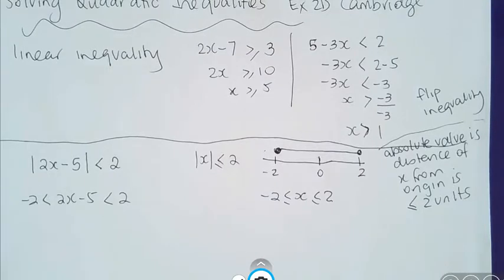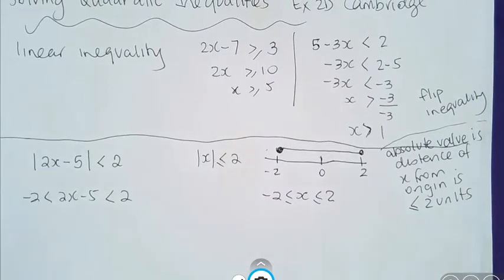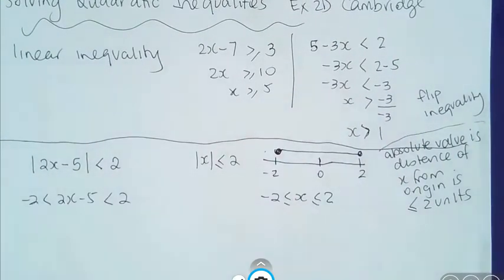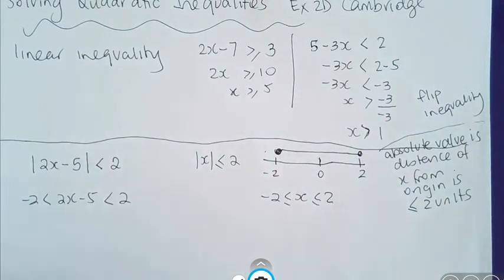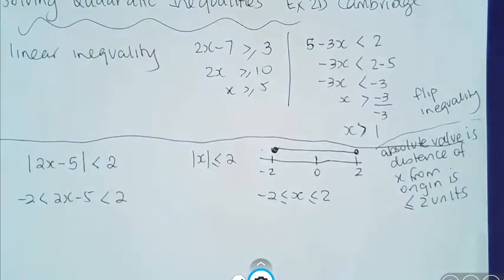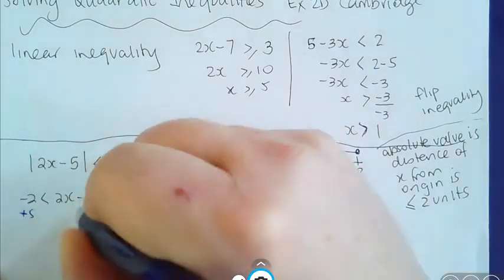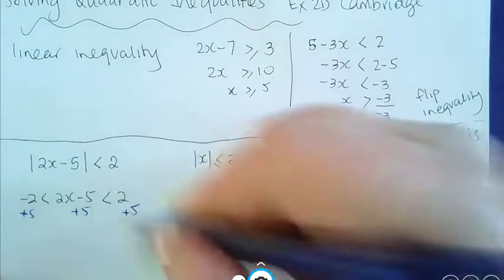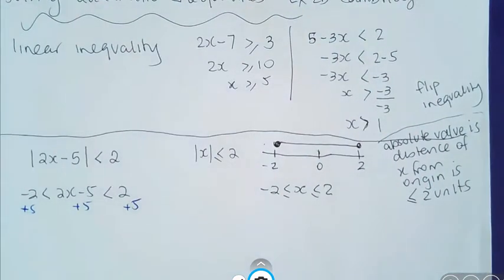Anyone? All right, do we get what I'm doing? So I'm going to do a less than and a greater than 1. Now what you do is the same thing to everything. I need to get x on its own. What would I do first? Get rid of the 5. So I add 5 to everything. Add 5 in the 3 places.